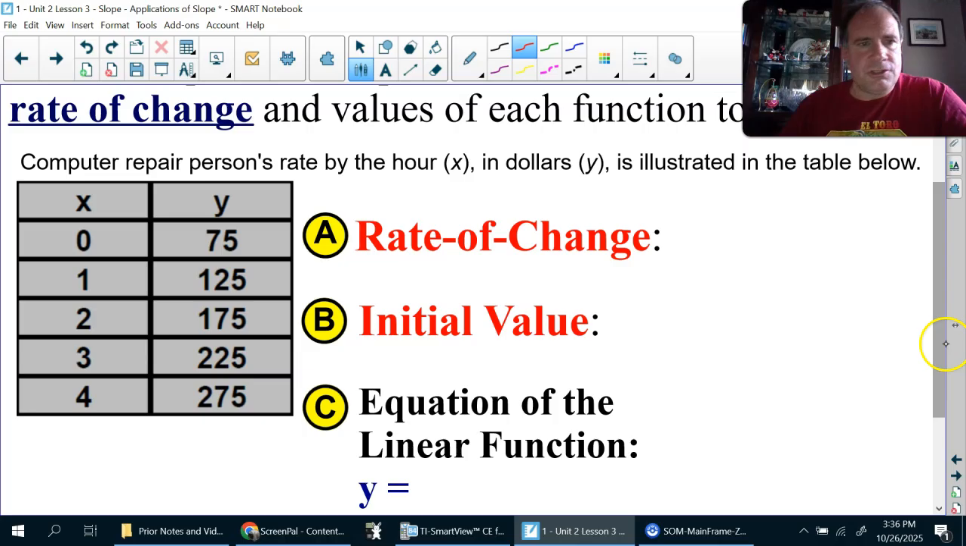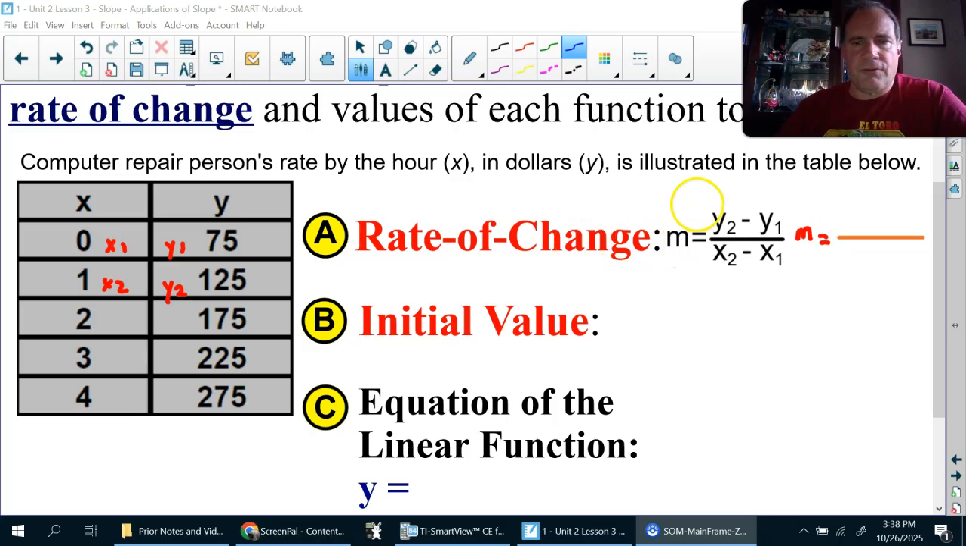So the rate of change right now, we don't know what that is. So we're just going to put x1, y1, x2, y2. We don't have a graph, so we're not using rise over run. We are using y2 minus y1 over x2 minus x1. That is 125 minus 75, y2 minus y1, and 1 minus 0. So when you put this directly into the calculator, you will get 50 over 1, which is 50.